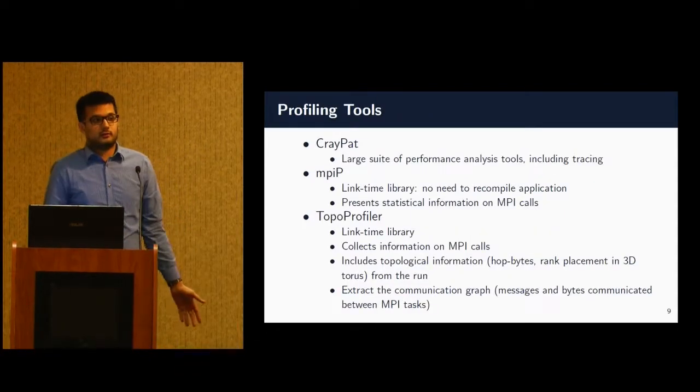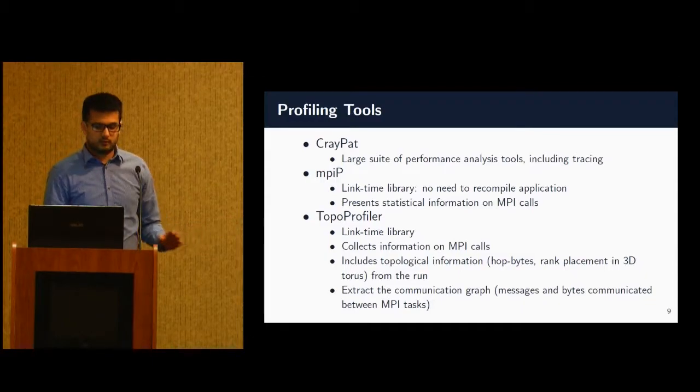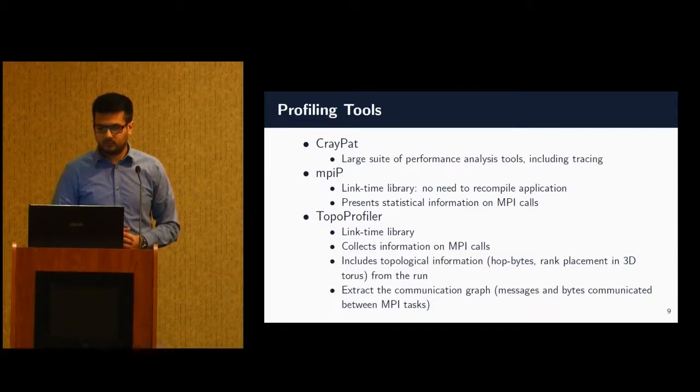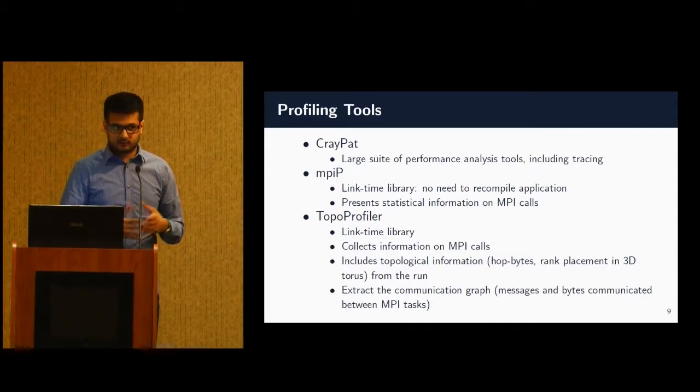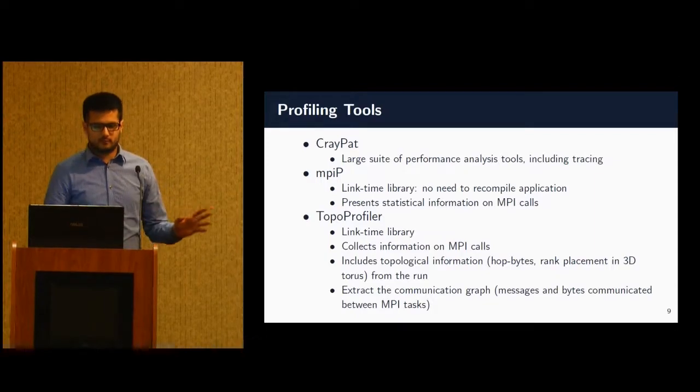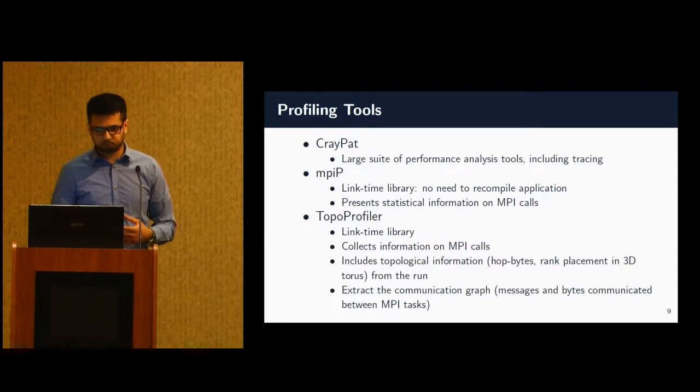So what profiling tools can you use? Here are a few that are useful for communication in particular. The first one is CrayPat. So CrayPat is included by default on Blue Waters. As you might guess from the name, it's from Cray. It's a large suite of performance analysis tools. One of the tools includes network level tracing.